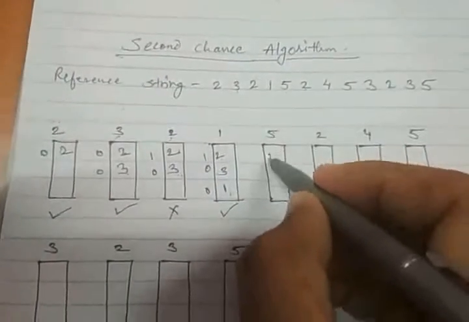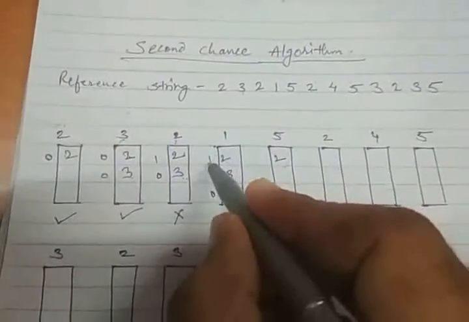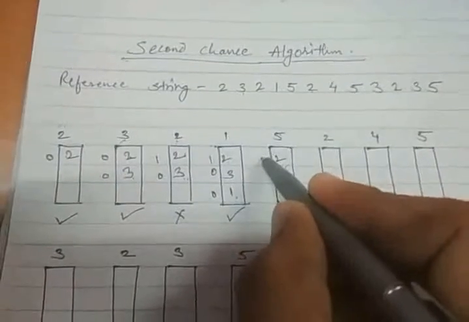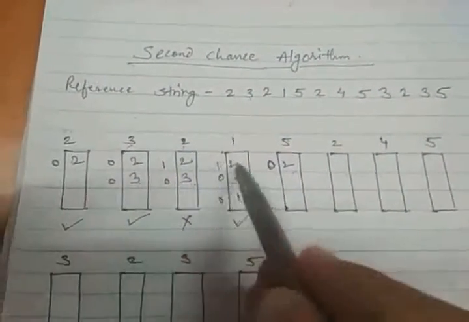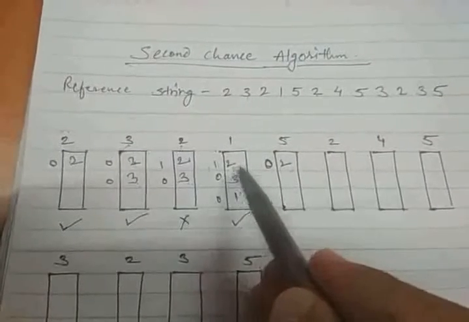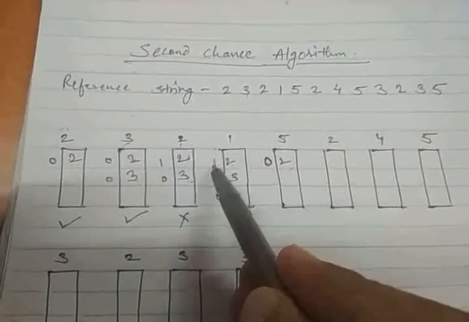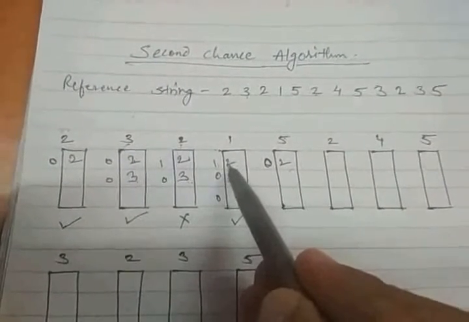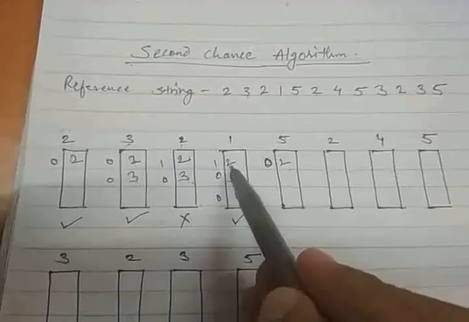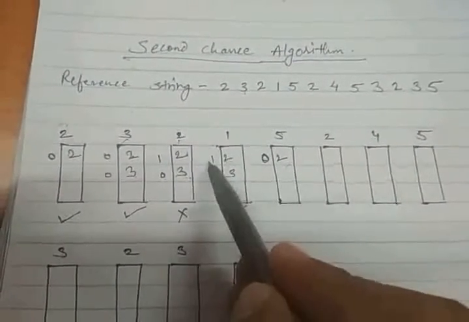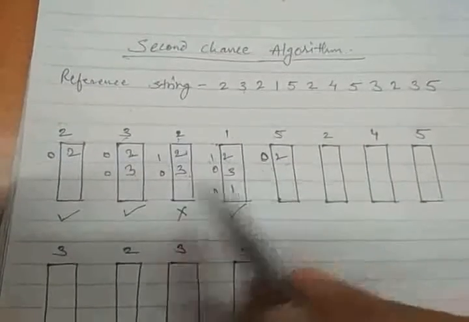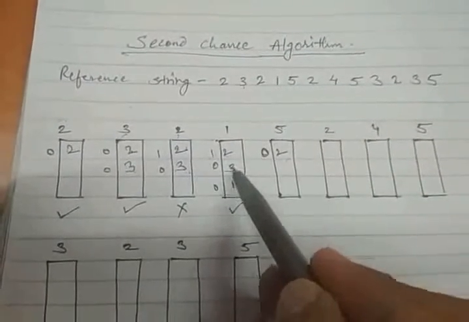So 2 will be as it is, but the value of this reference bit 1 is now becoming 0. That is important. Actually 2 is a victim for the replacement, but the reference bit is 1. That's why 2 is not becoming the victim, and 2 will be there in the memory, and the reference value will be changed from 1 to 0. Then we are looking for the remaining values 3 and 1.